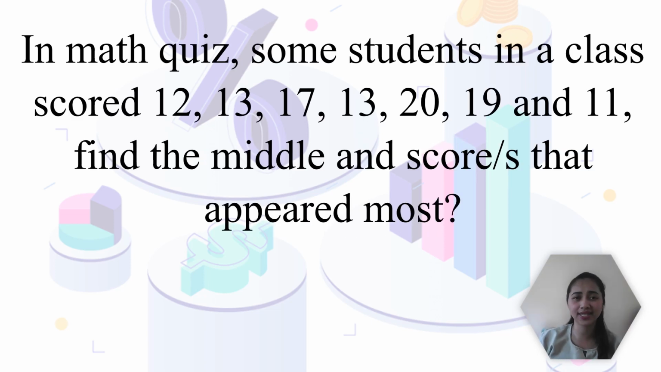Let me present you an example of measures of central tendency, and that is in a math quiz. Some students in a class got scores of 12, 13, 17, 13, 20, 19, and 11. Find the middle score and the score or scores that appeared most. In terms of finding the middle or median, what are we going to do first? Yes, we need to arrange the given set of elements into ascending order.